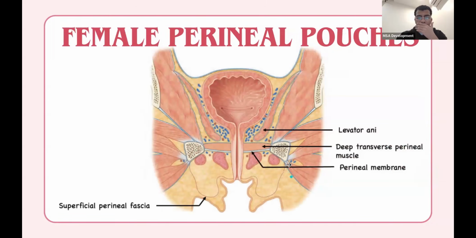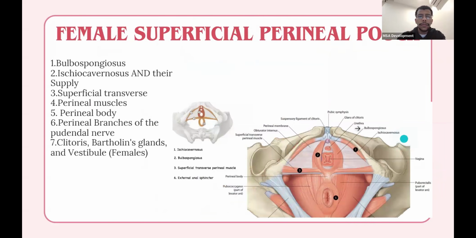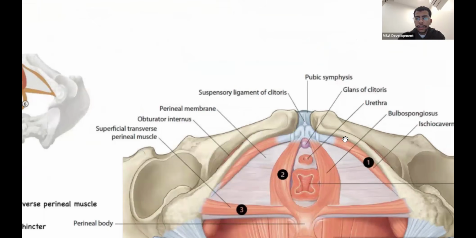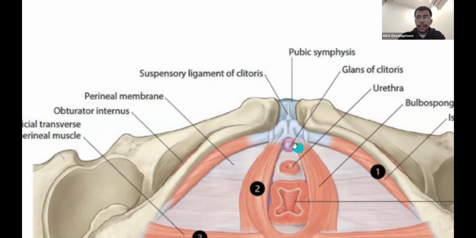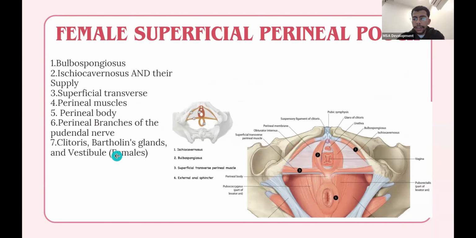Next. Now, again, the females have a deep perineal pouch and a superficial perineal pouch. In the females, the superficial perineal pouch is exactly the same as the males. However, we have two important extra structures. One is the clitoris, which is the erectile tissue in the female's genitalia. Here, if you can see it, this is the clitoris. And then we have Bartholin's gland.